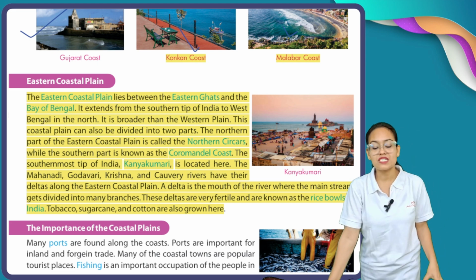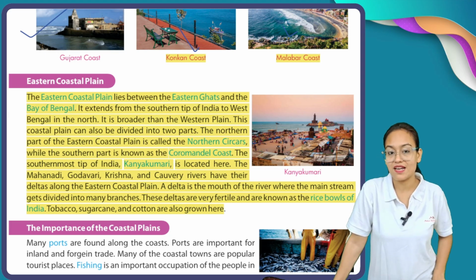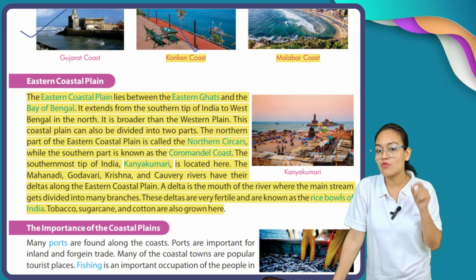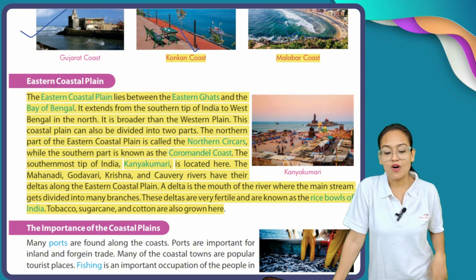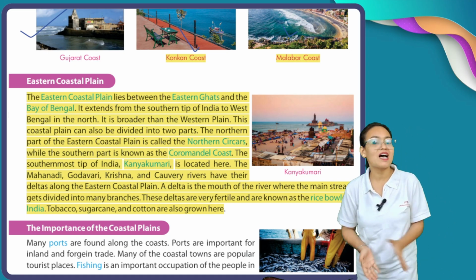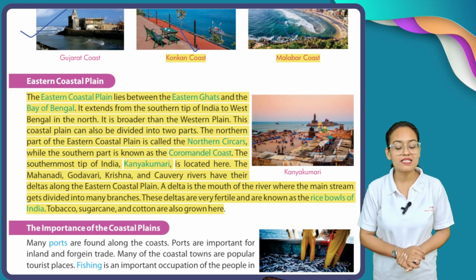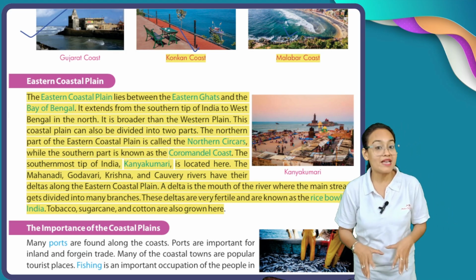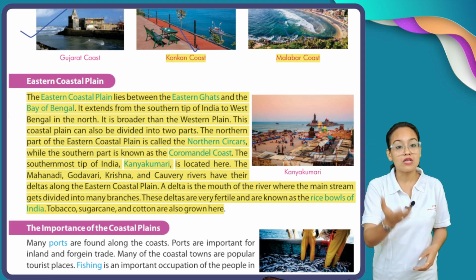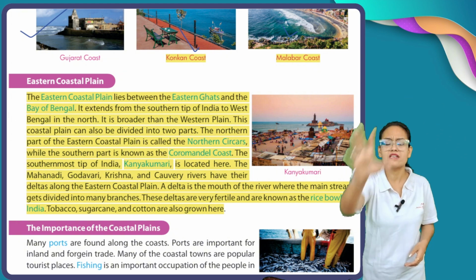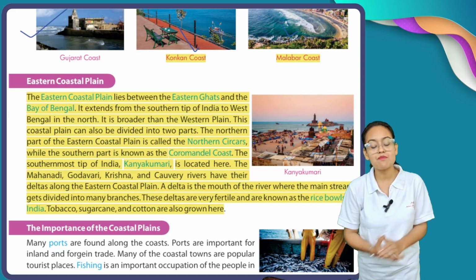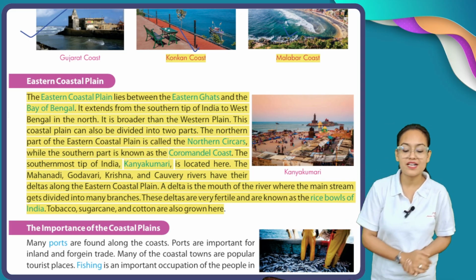The southernmost tip of India, Kanyakumari, is located here. And where is Kanyakumari located? Kanyakumari is located on the southernmost point of this coastal plain. The Mahanadi, Godavari, Krishna and Kaveri rivers have their deltas along the eastern coastal plain. A delta is the mouth of the river where the main stream gets divided into many branches.